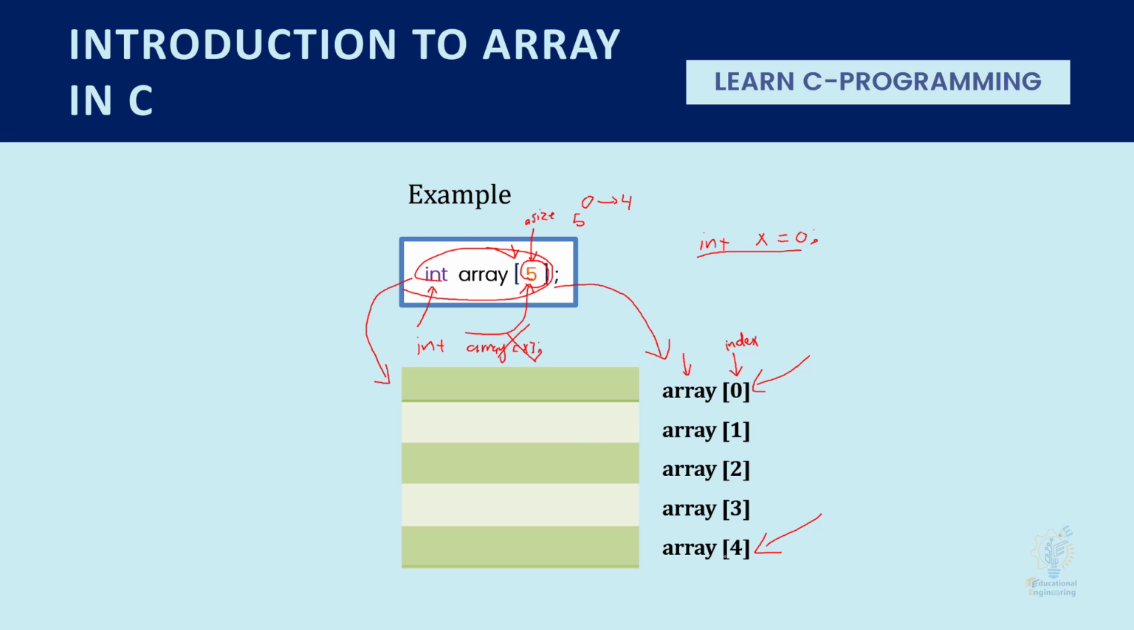And this is what happens when we execute this line. It will create 5 variables and we can access them by simply writing array 0, and we will see this in practice in a few minutes. Now, this line creates an array of integers of size 5.